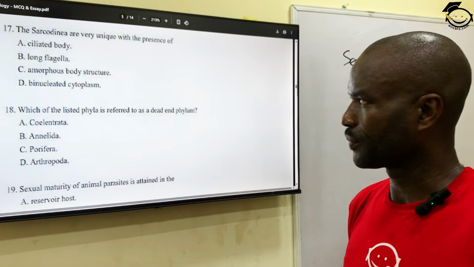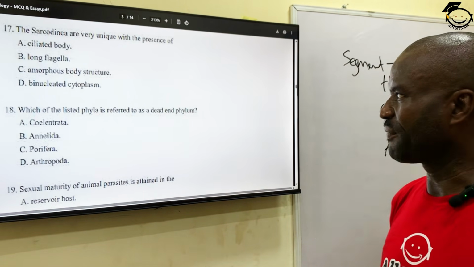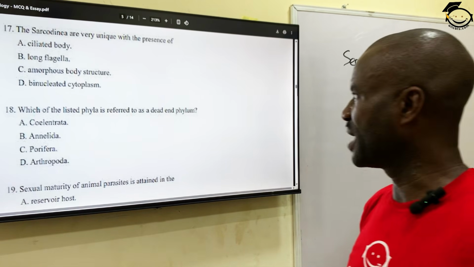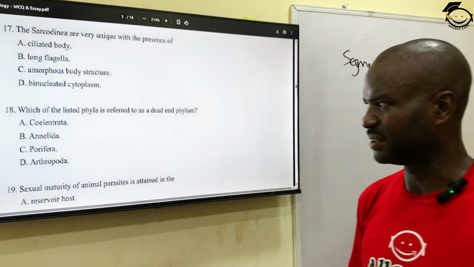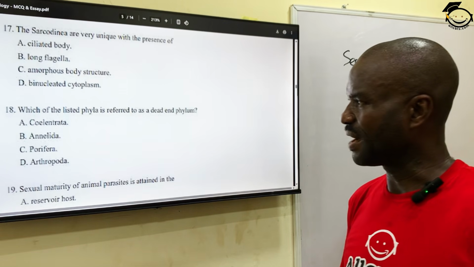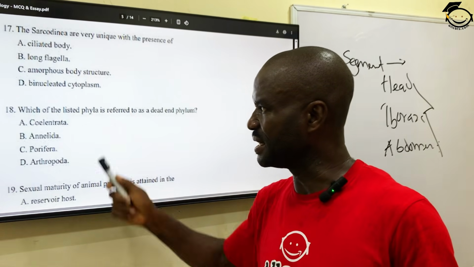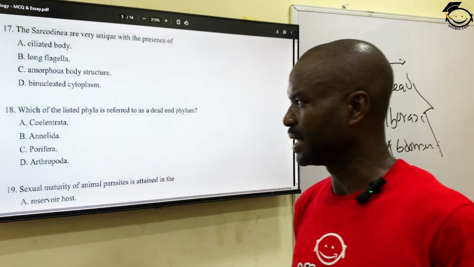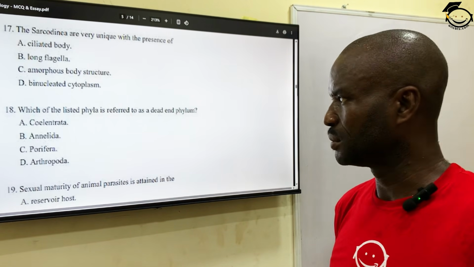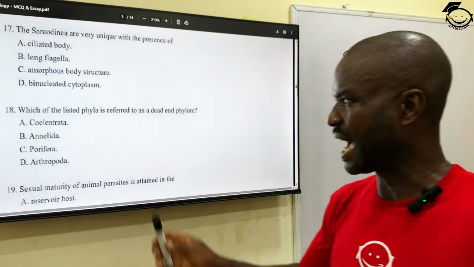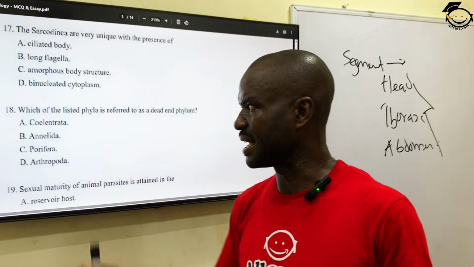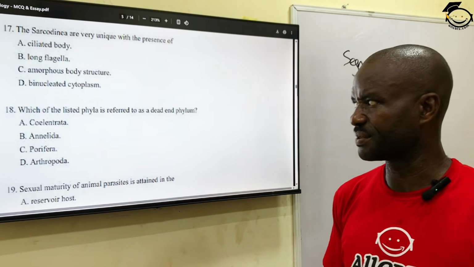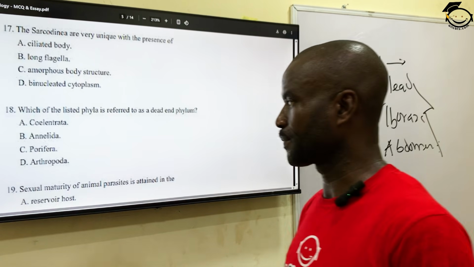Number 18. Which of the listed phyla is referred to as dead-end phyla? Dead-end phyla are always associated with A, Coelenterata. I said the example of coelenterate are hydra, annelid, which are roundworm, porifera, and arthropod. The correct answer is A, coelenterate or coelenterata.